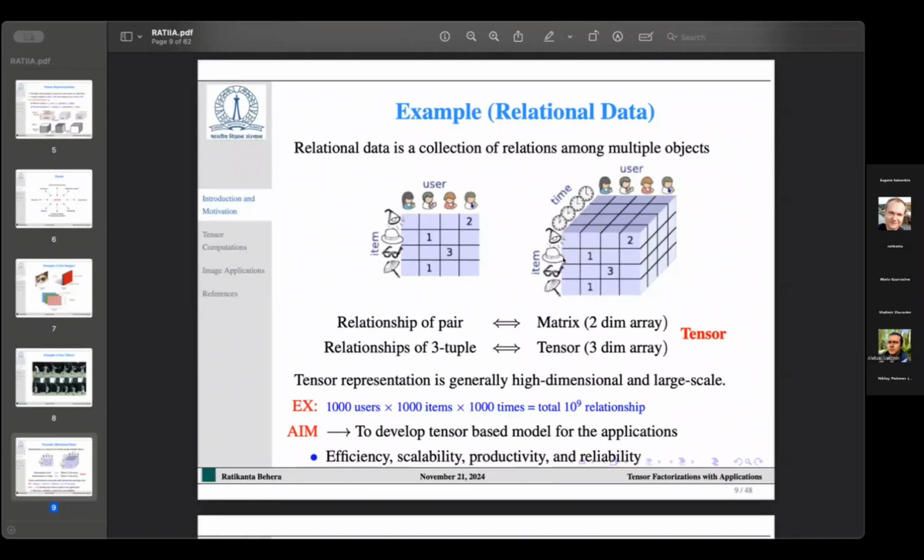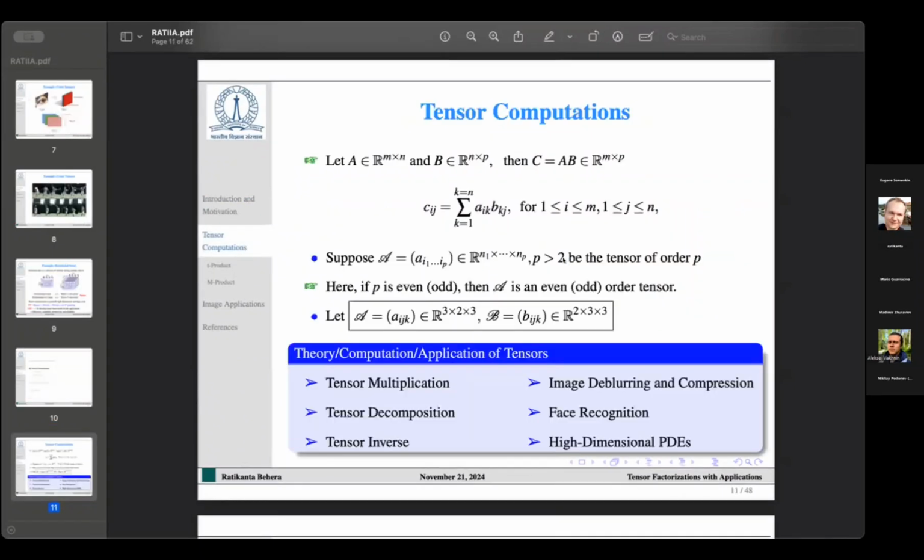So tensor is basically developing tensor models or tensor-based applications. We need efficiency, scalability, productivity, and reliability. You understand? So efficiency, scalability, productivity, and reliability. All these things are required for tensor representation. Now, how to do it?